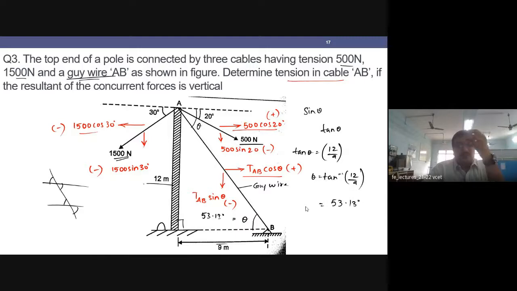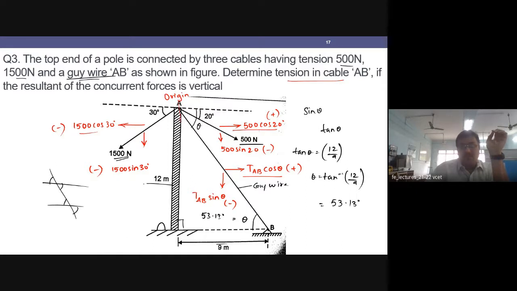See, none of them is being tilted. Where is the point of concurrence of all the forces? It is at A. So what I am doing is assuming my origin to be at A, shifting the origin to the point A. So then, in that case, what happens?